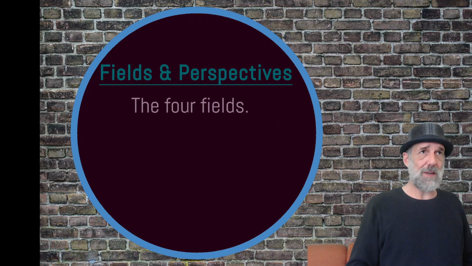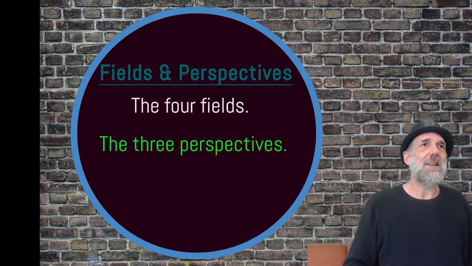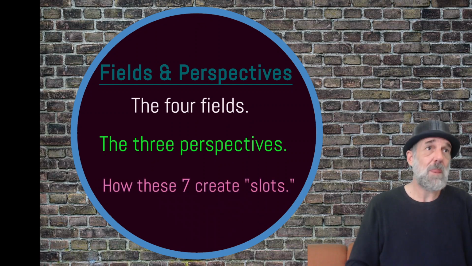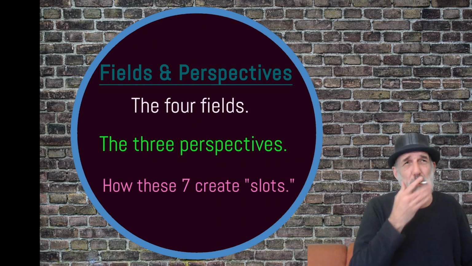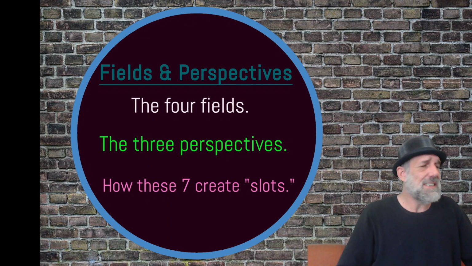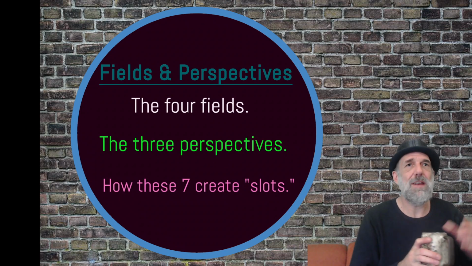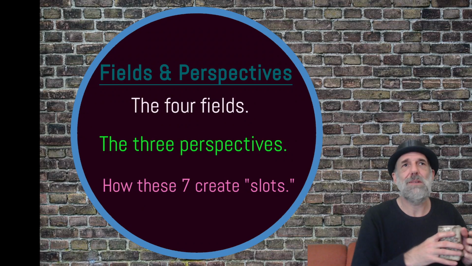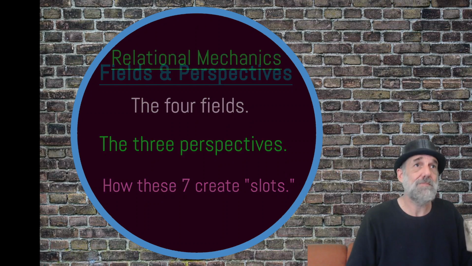Then we go to fields and perspectives. We talk about the four fields upon which people pay attention: the internal metaphysical, internal physical, external metaphysical. Explain what those things are and why it works out that way. The three perspectives, namely observer, subject, object, and how these seven things, in conjunction with an individual's dominant nature, functionally create or define the slots, as we call them.